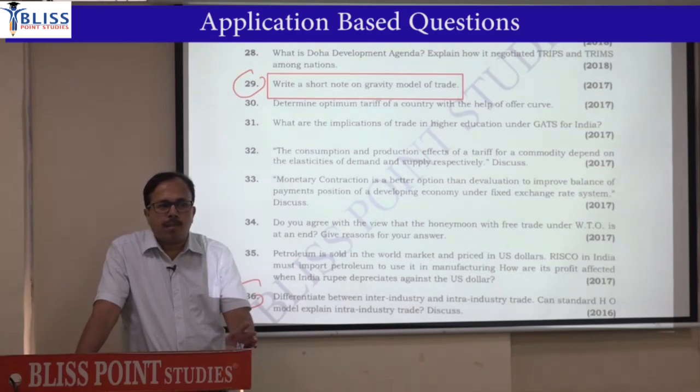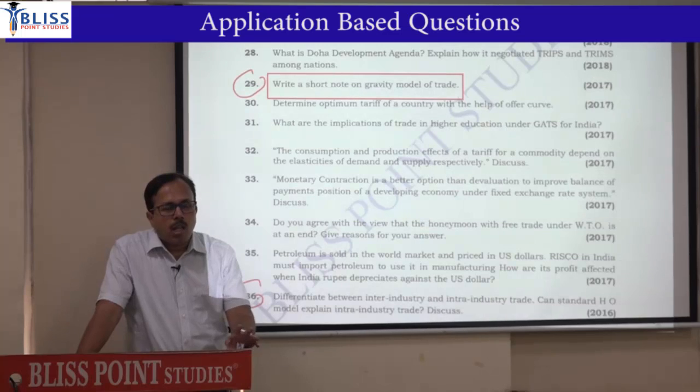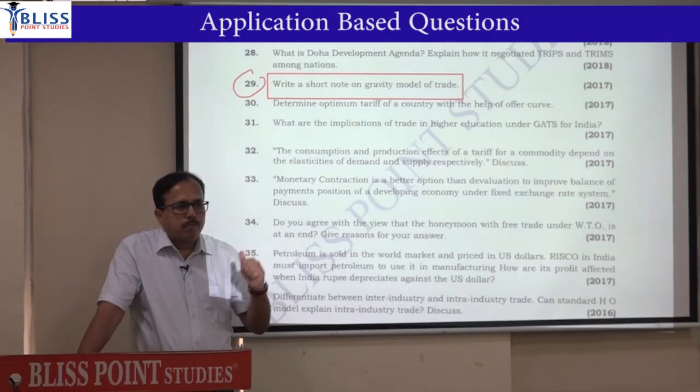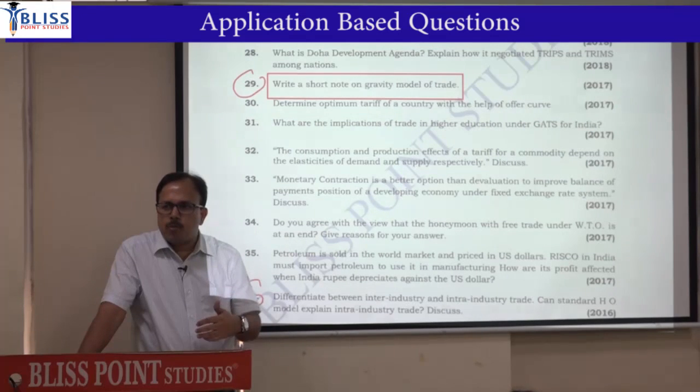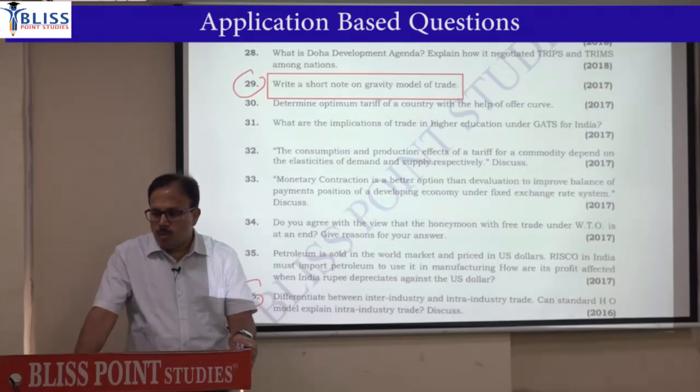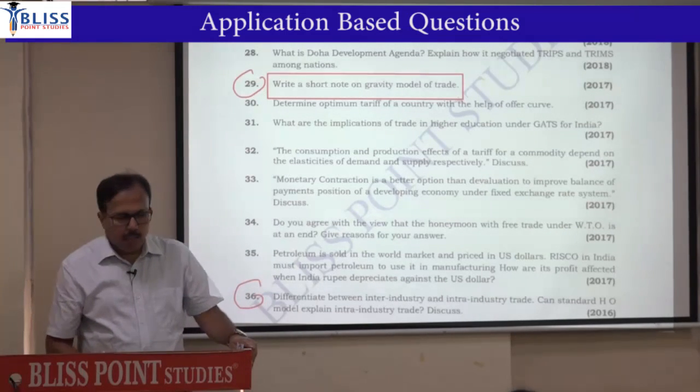So what is the concept of gravity model? What is the significance of that gravity model? Limitation of that gravity model. So we will start first of all with the gravity model, then we move in continuity, Ricardian, HO model and so on. So first will be the gravity model of trade.